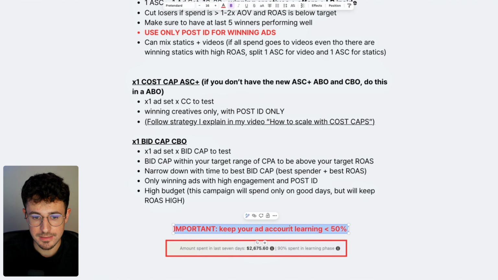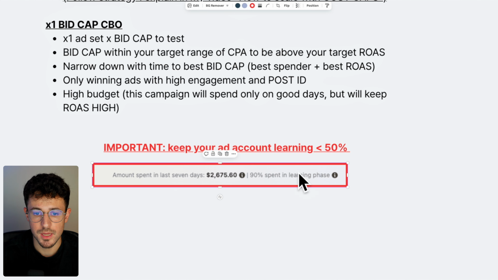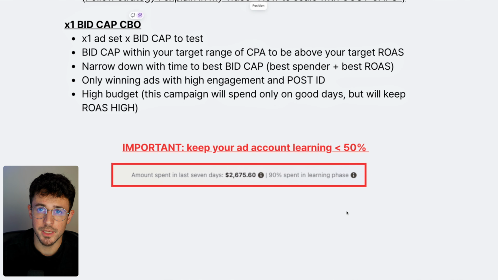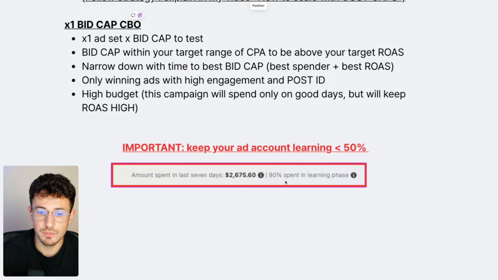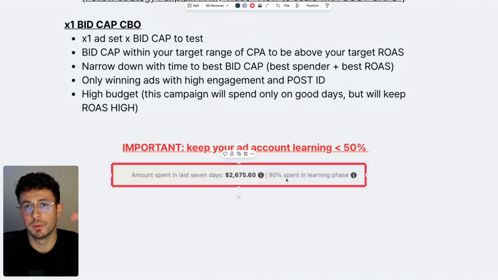Something very important here is that you want to keep your ad account learning less than 50%. So if you go to the ad account, you will see basically this thing here. And in this case, 90% spent in learning phase, which is what I actually see in most of the audits that I do. You should check another video that I made, by the way, which is the 10 common mistakes that I see when I do Facebook ad audits, because honestly, most of the brands are making that mistake. So you can go check the video and see if you're doing any of those mistakes. And this is one of them. Okay, so this is very important, because if you don't do this, it means your entire ad account is not optimized. And so if most of your ads are in learning, you will not be able to scale, because the performance will go up and down.